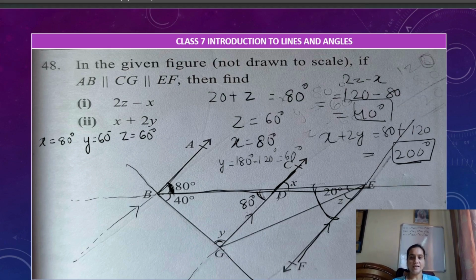Alright, this question is fairly simple. Some may find it a little difficult because there are three lines which are parallel to each other, but keep doing this kind of questions, things will slowly appear easy to you.